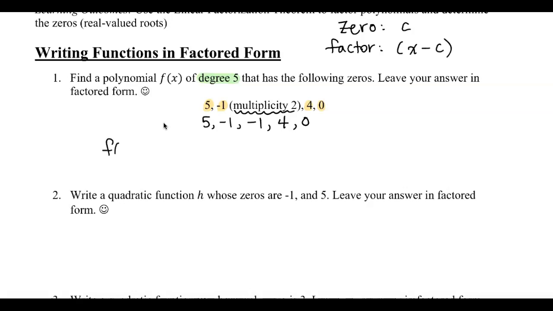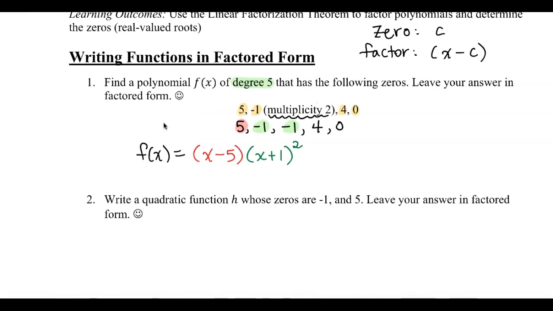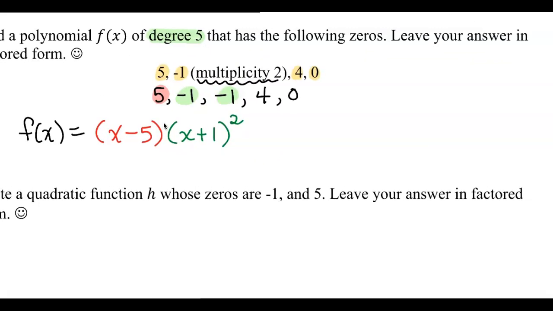Okay? So if the first 0 is positive 5, then the first factor is x minus 5. Let's keep going. If the second 0 is -1, my factor is x minus -1. But as you can see, x minus -1 can be written as x plus 1, right? I was going to write the same one twice, but instead we can write this as x plus 1 squared. So that's good. All right, let's go to the next 0.